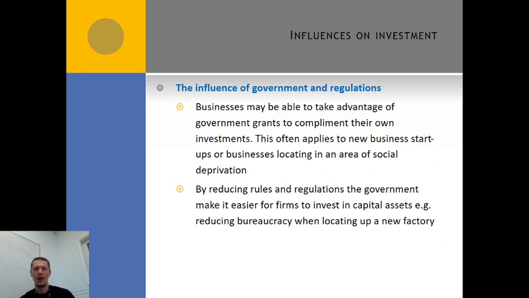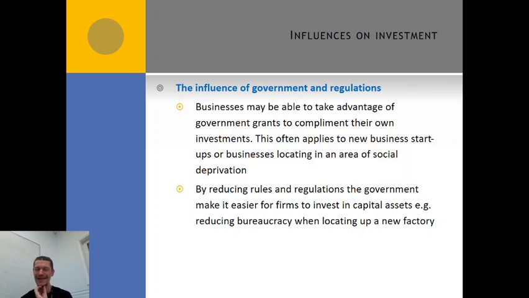Okay. And the last thing that influences investment is thinking about what government does and what regulations do. Okay, so businesses quite often take advantage of government grants to complement their own investments. A grant is when the government give money. It's not a loan. You don't pay it back. It's simply, here's some cash. Okay, but it's often tied to something.